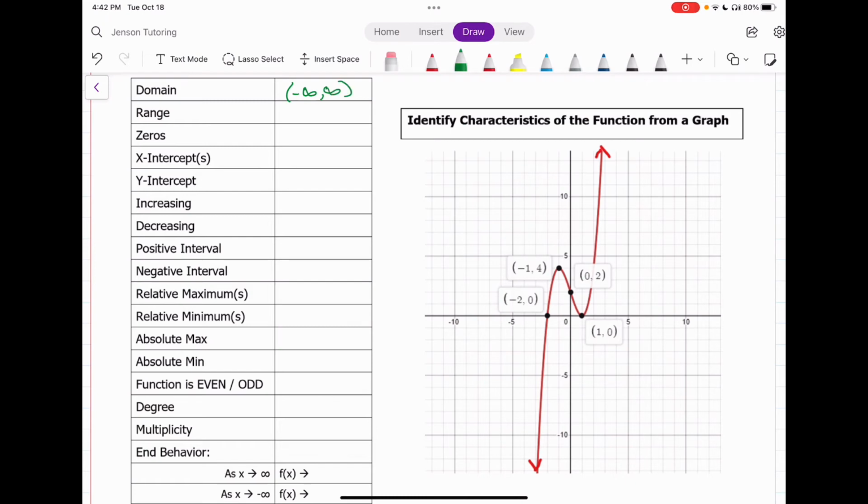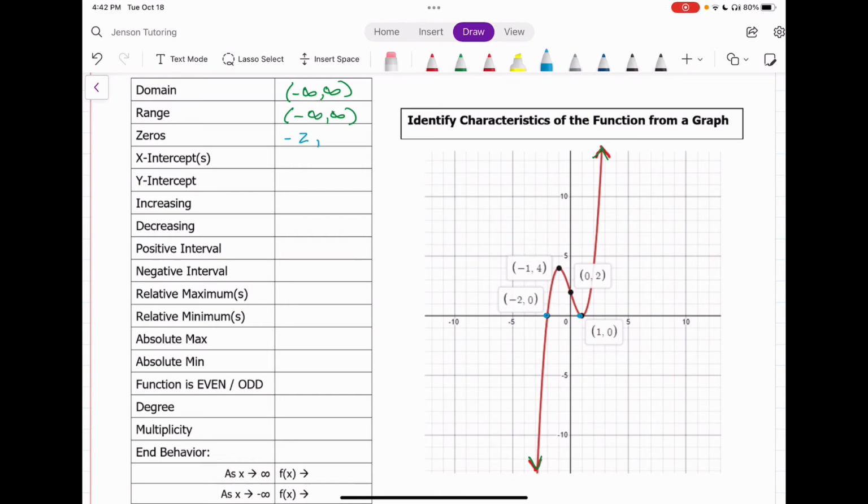The range in this case is extending all the way to the negative values and all the way to the positive values. So our range is also all real numbers. And be sure when you're writing interval notation with all real numbers, you always use open brackets, never a closed bracket.